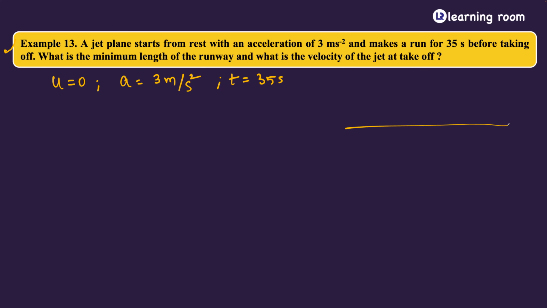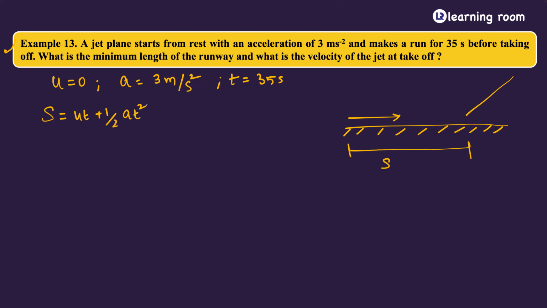So there is a runway on which what is happening? There is a jet that starts moving before it starts taking off. So how much is the distance it has traveled before the takeoff? So how much time has it traveled in the first place? 35 seconds. So all that you need to do is S is equal to ut plus half at square.